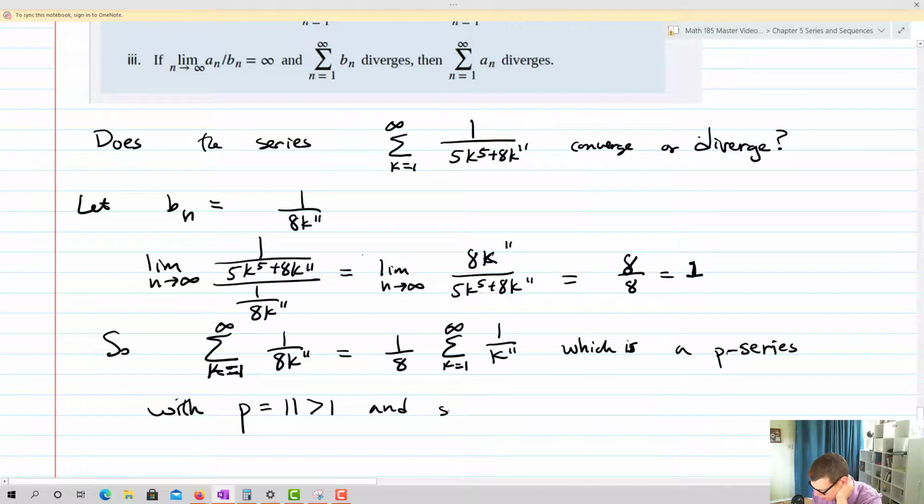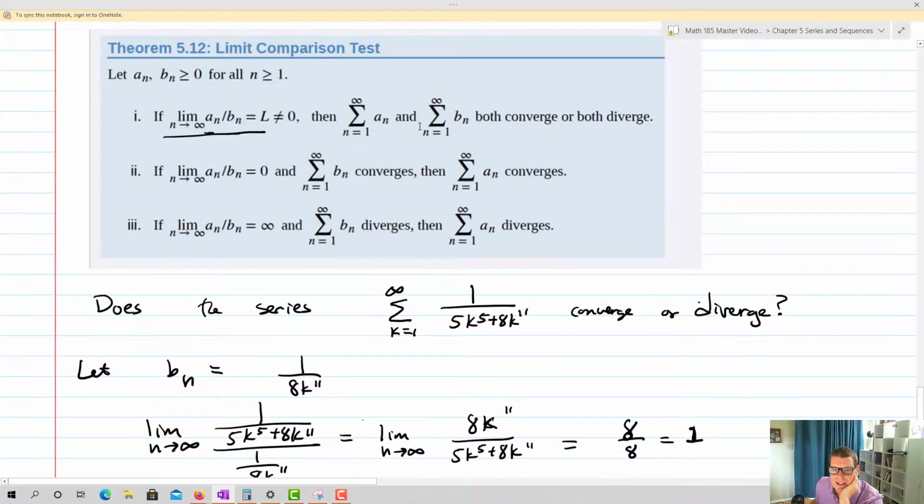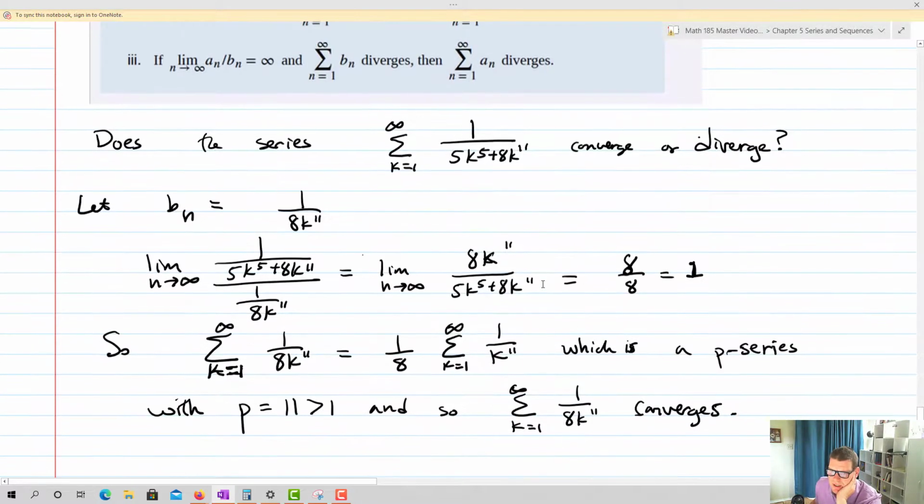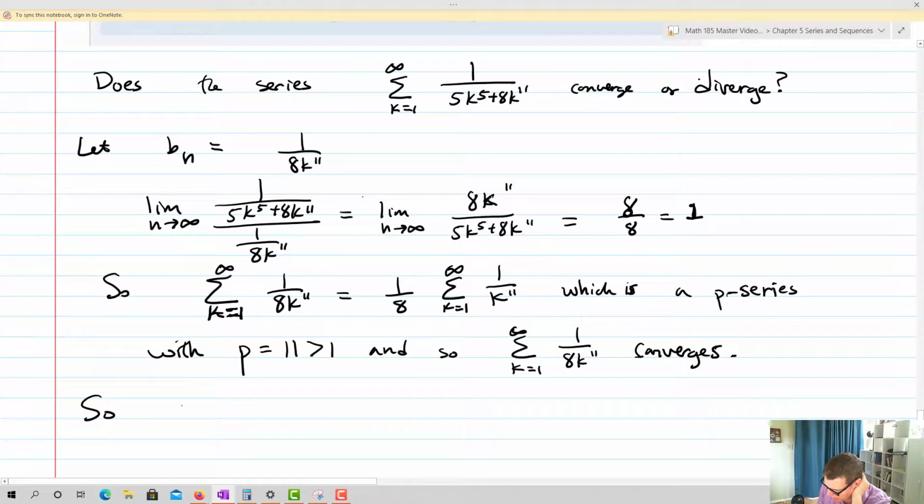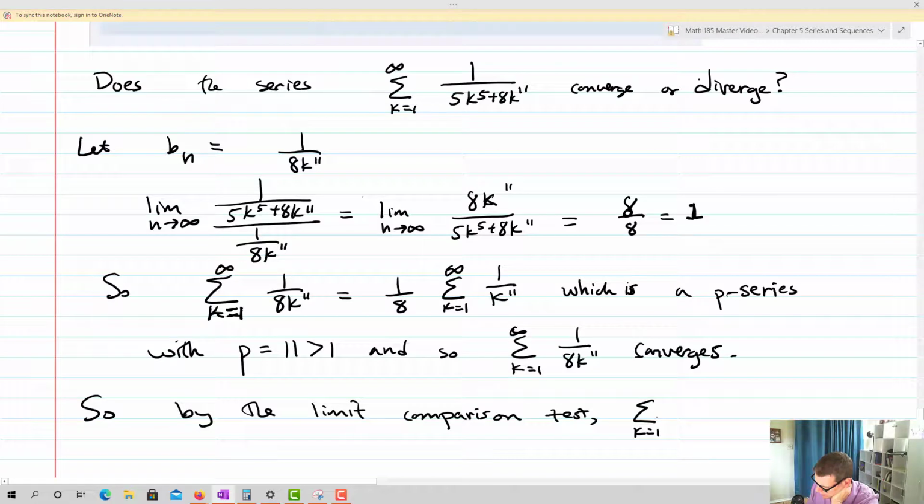And so the sum k equals 1 up to infinity of 1 over 8k to the 11th converges. So that sum actually converges. All right. Now what does that mean? That means that our a sub n, the series that we were trying to figure out if it converged or not, actually also converges. So by the limit comparison test, the sum k equals 11 up to infinity of 1 over 5k to the 5th plus 8k to the 11th converges.